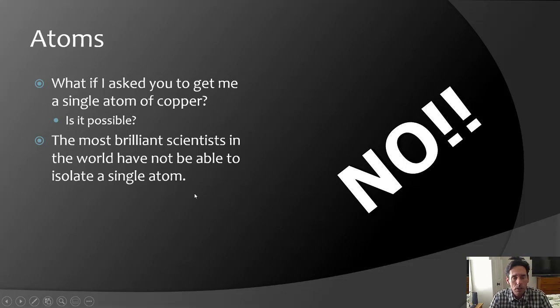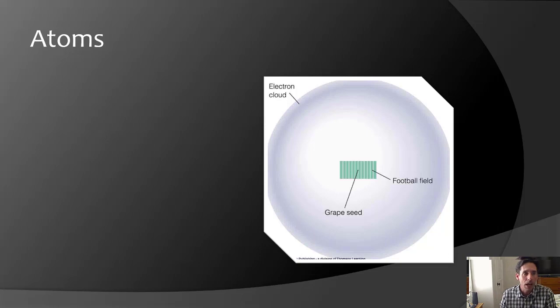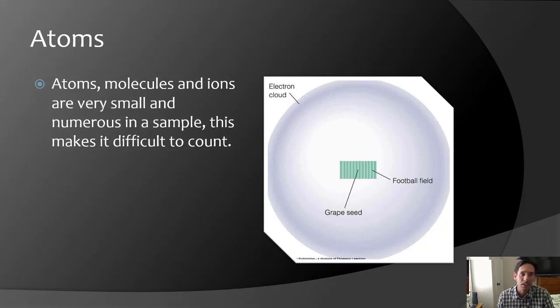So here's the question: what if I asked you to get me a single atom of copper? Is that possible? As you can see, there's a big old fat no. Is it possible for you to get that? The reason is that isolating a single atom is too difficult because of its size. That's the biggest issue. So atoms, ladies and gentlemen, are ridiculously small and too numerous to count.